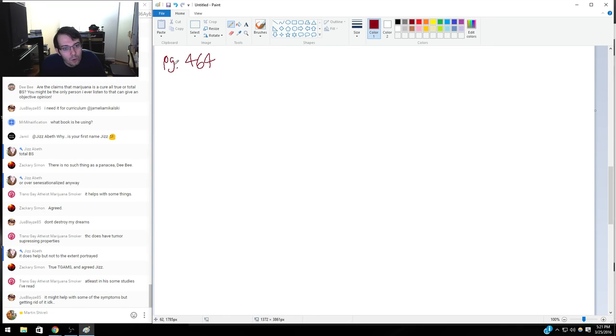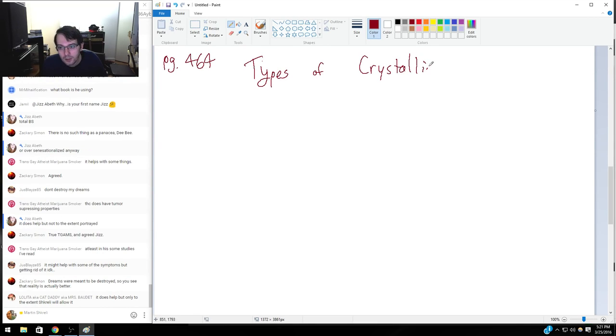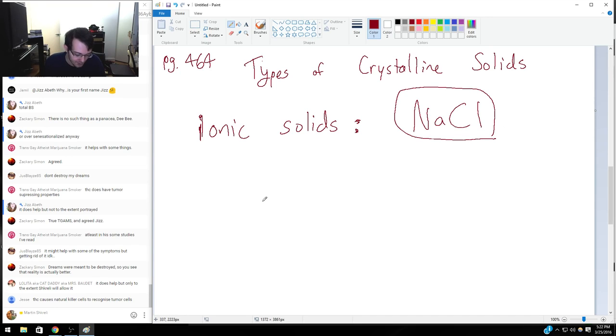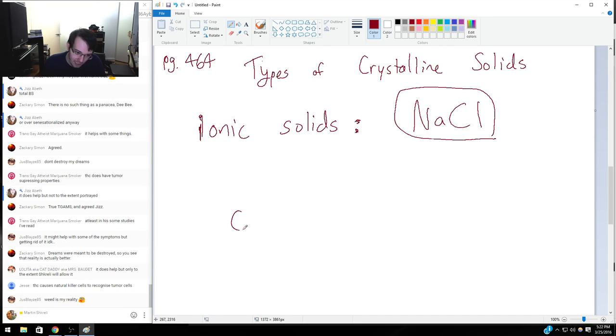Page 464. Types of crystalline solids. The book starts to get on some tangents here, and we're going to show you sort of how and why. All right, so there's a few different crystalline solids it wants to discuss. One is ionic solids. This is a pretty simple concept, right? Extended lattice of an ionic solid like table salt, where you actually have ions at the lattice points. So here's an example.